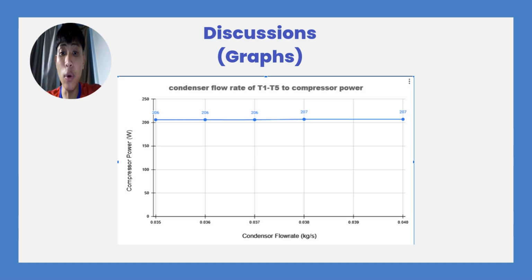So what we can conclude from the graph is that the exact shape of the graph will depend on the specific parameters of the system, including design, refrigerant properties, and environmental conditions. A typical graph may resemble an upward slope with a tendency to plateau as the flow rate increases. That's all for me. We're gonna go to the next part, which is the conclusion.